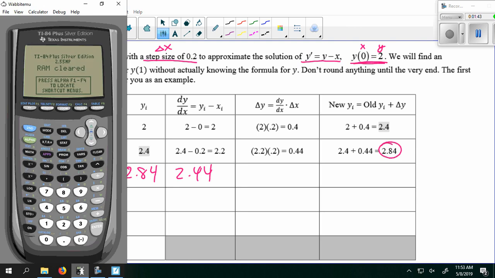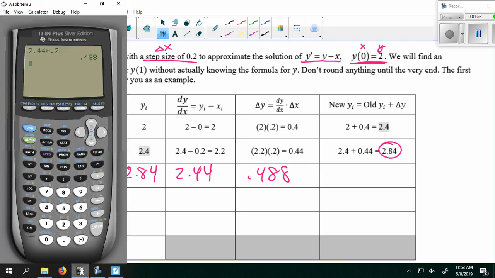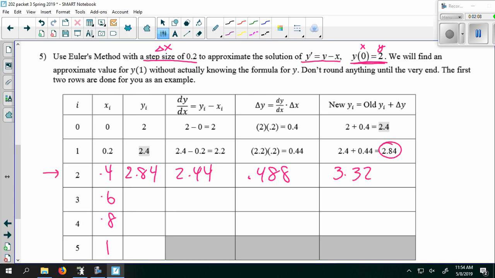So now I'm going to grab my calculator. 2.44 times 0.2 is 0.488. And my new y is going to be my old y of 2.84 plus my change in y, which is 0.488. 3.328. And that's going to get moved down to the next row.